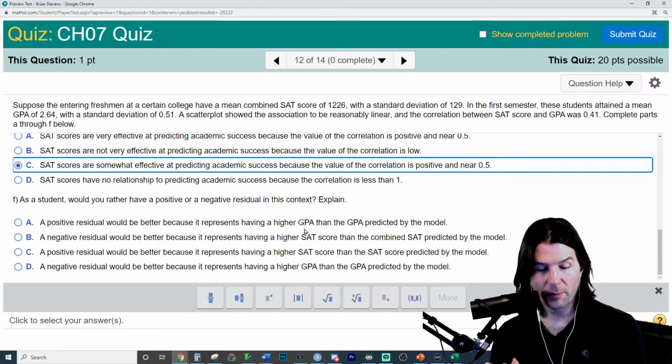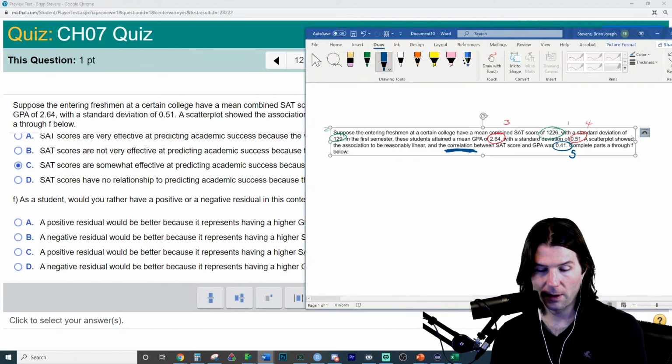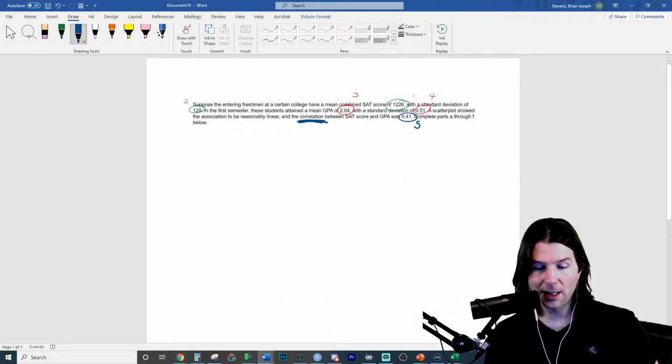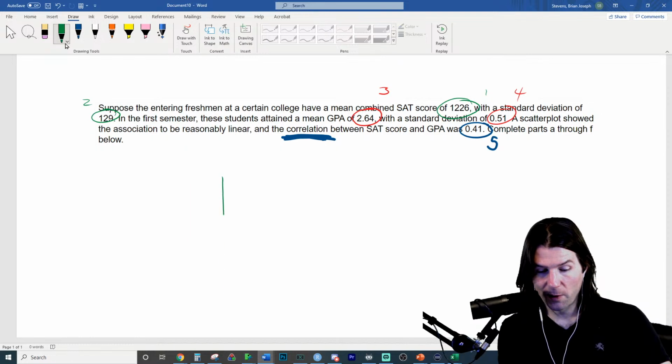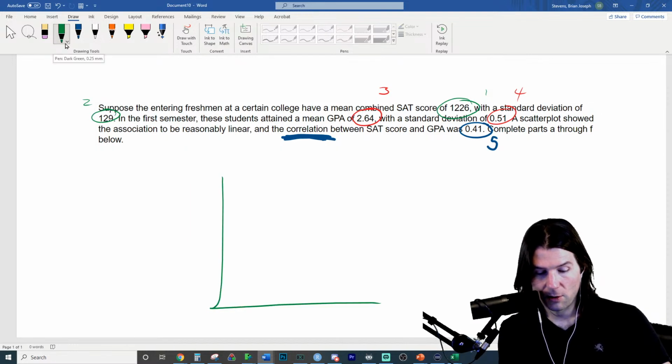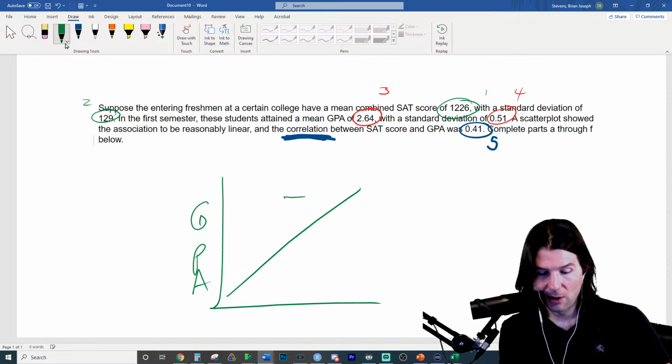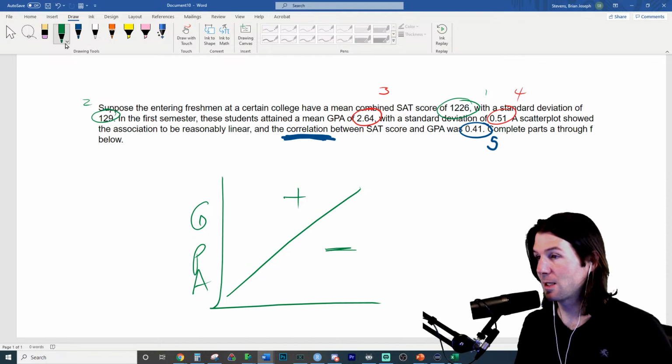As a student, would you rather have a positive or negative residual? Explain. I love this question. Classic question. Very easy to answer. When you think about having a positive or negative residual, would you rather be above or below what this model predicts for your GPA? Here's positive residual zone, negative residual zone. Would you rather have a positive or negative residual?